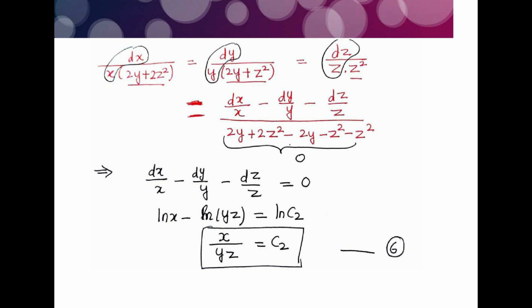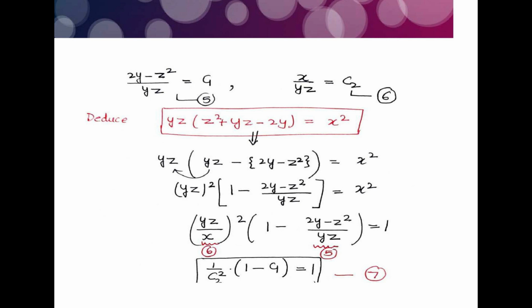So finally we have the second combination as dx upon x minus dy upon y minus dz upon z, and we can easily integrate this one, and finally the answer is x upon yz equal to c2 given by equation number 6. So finally we have two integral curves given by 5 and 6. Now using 5 and 6 we have to show that the function given in the box, yz times z square plus yz minus 2y equal to x square, is a particular solution of the partial differential equation 1.